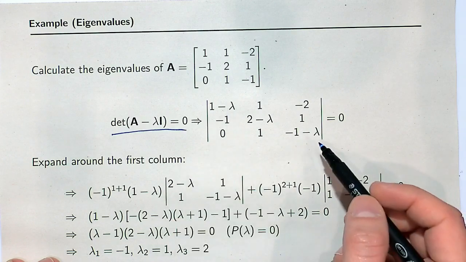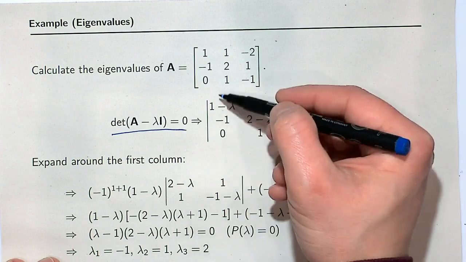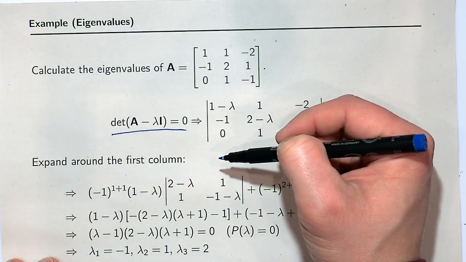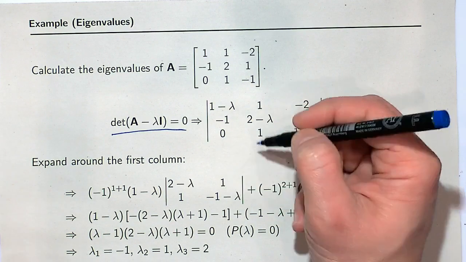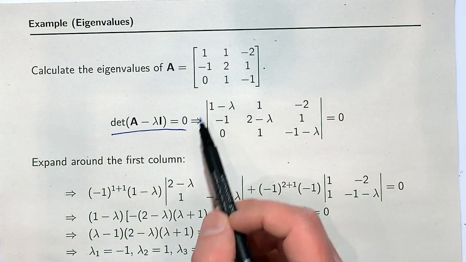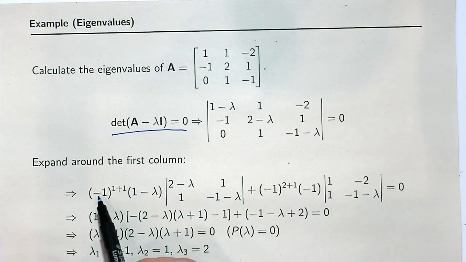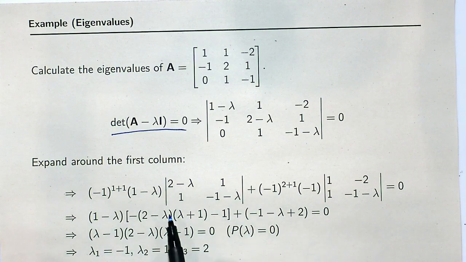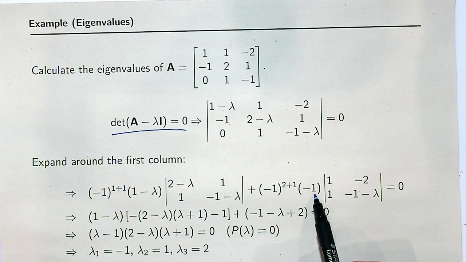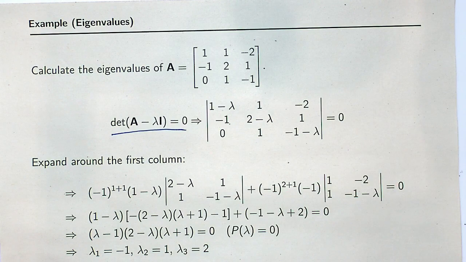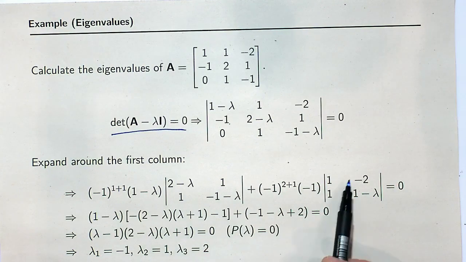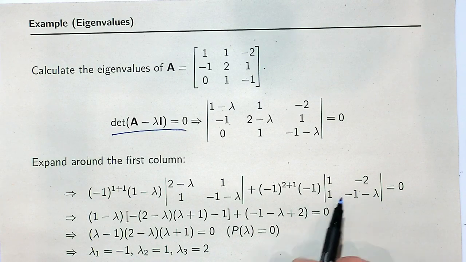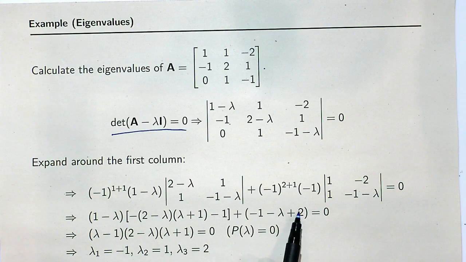But the easiest way would be just expanding around the first column because we have one zero, which means we need to do only two calculations. Around the first element, we expand with minus 1 to the power 1 plus 1, first column, first row, and then we have this minus 1. I'm not going to explain it in detail, just for the sake of time. Then we get two by two matrices and we have to calculate their determinants. If we do that, we end up with this expression.